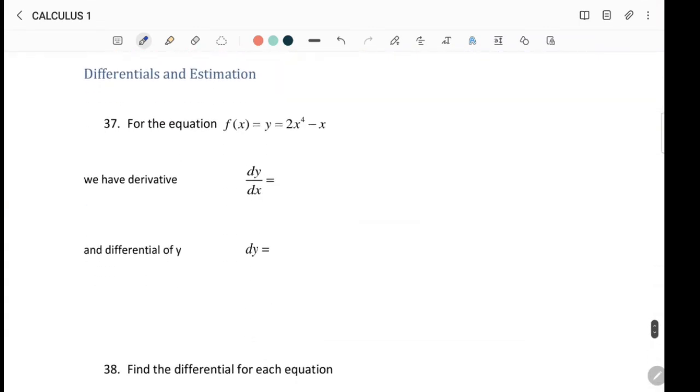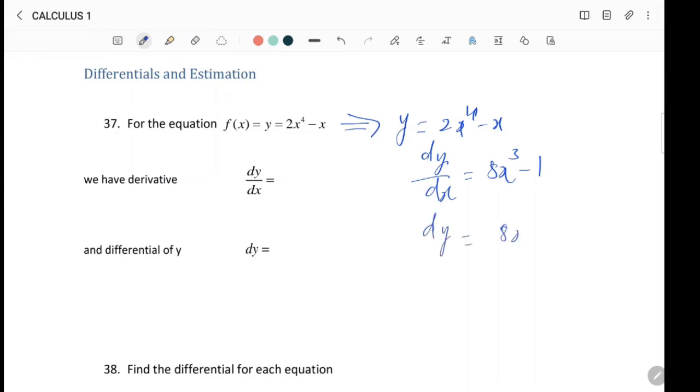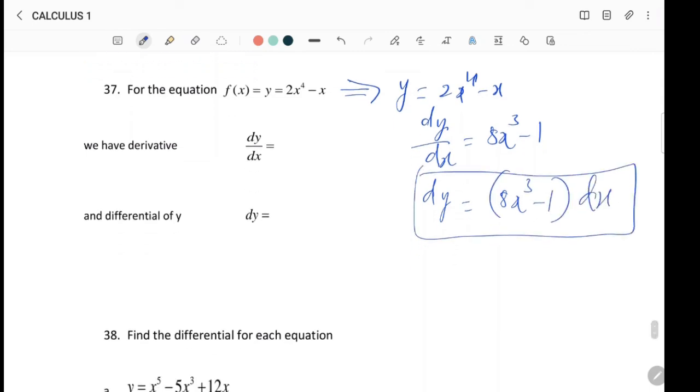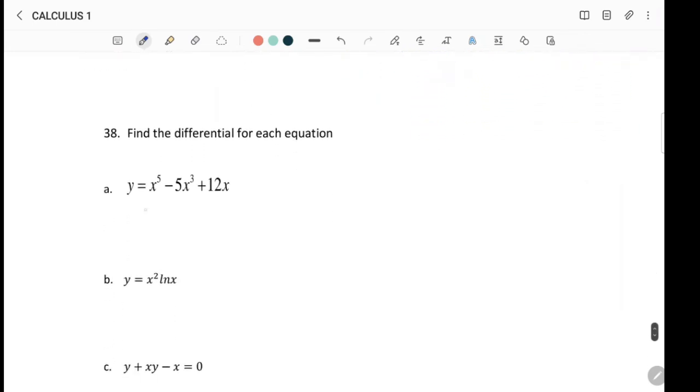Now differentials. For the equation we have to find the derivative, and that's very simple. We can write y equals 2x to the power 4 minus x. dy by dx is 8x cube, right? X to the power 4 differentiation is 4x cube, so 8x cube minus 1. So dy is 8x cube minus 1 dx. Find differential.